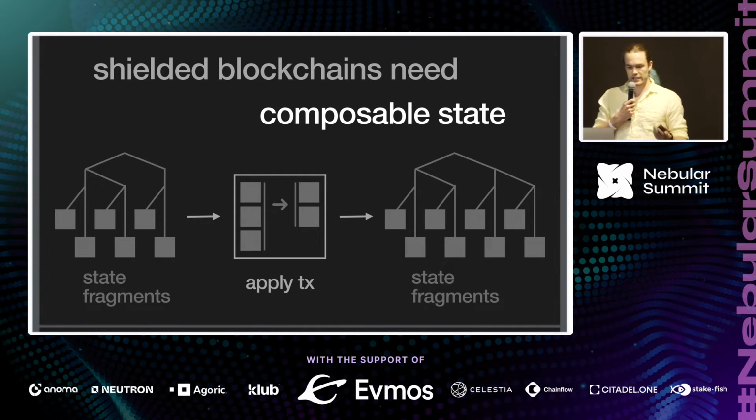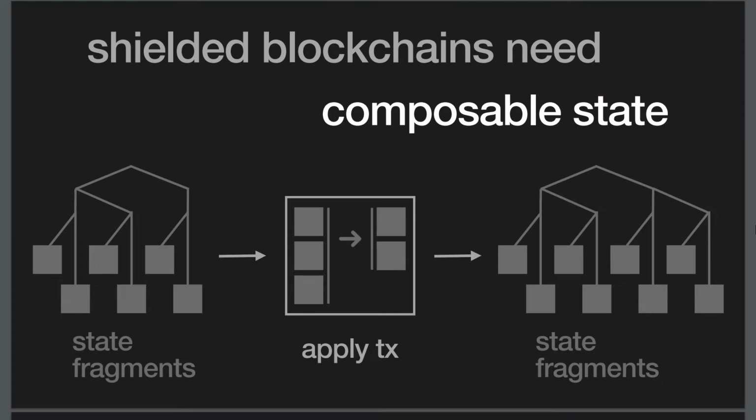In contrast, in order to have a shielded blockchain, you have to have a composable state. A lot of the time people refer to this as the UTXO model. I think that's generally a terrible name because it inherits a lot of assumptions about the way that Bitcoin works, but you can think of UTXOs as one instance of this state model. The idea is, instead of having one big global state, the chain consists of a tree of little state fragments. Every transaction consumes some state fragments and produces some new ones, and the state fragments themselves are generally immutable.